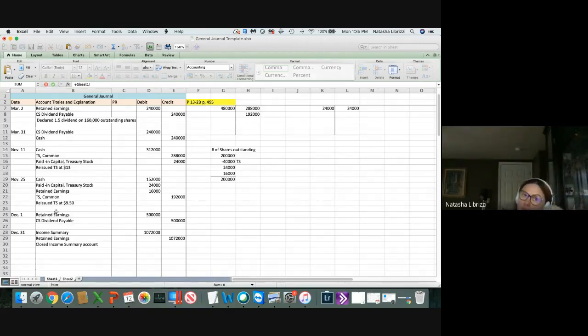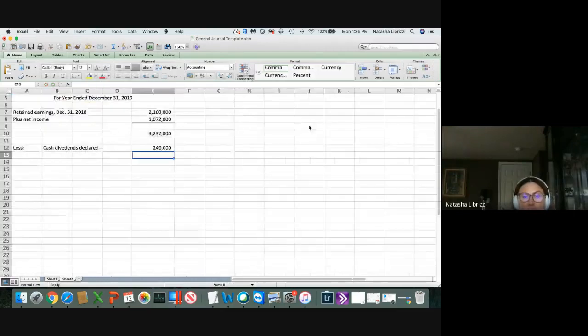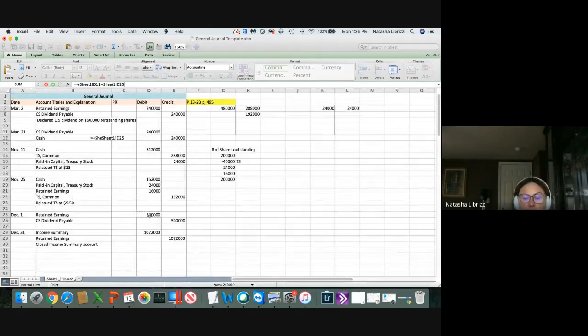So we count that. Remember, in accrual basis of accounting, we count for things when they occur, not when they're actually paid. So you're going to take 240 plus 500,000, right? Plus 500,000. And that's your dividends for the year.